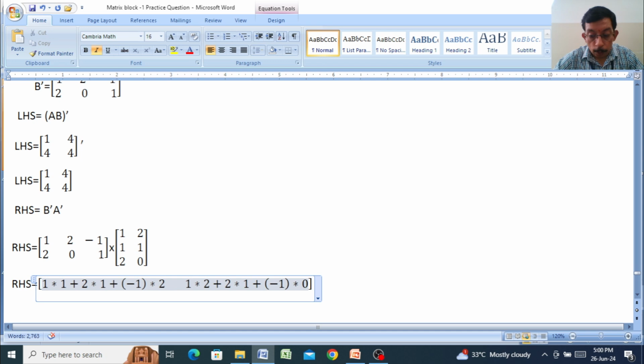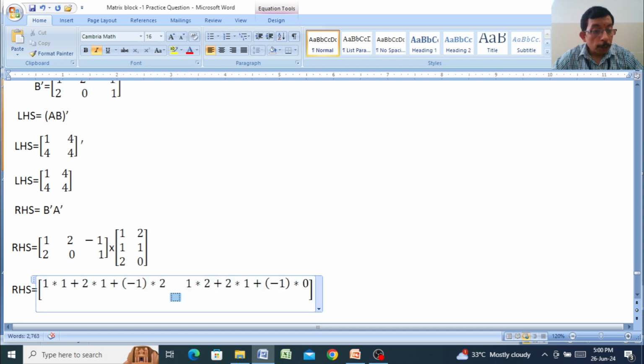Now we come to the second row. The second row first element is 2, and 2 is multiplied by the corresponding 1, 2 multiplied by 1. Second row, second element is 0, the corresponding element is 1, then 0 multiplied by 1. Second row, third element is 1, the corresponding element is 2, and then 1 multiplied by 2. Second row, first column multiplication is complete.